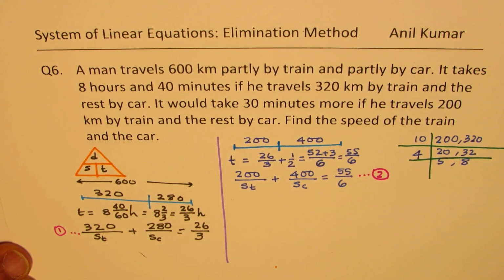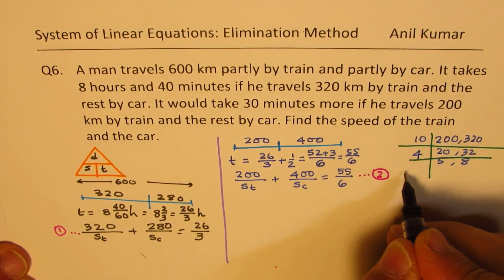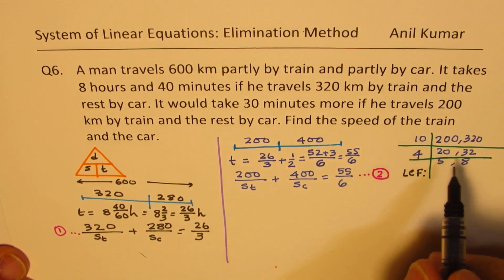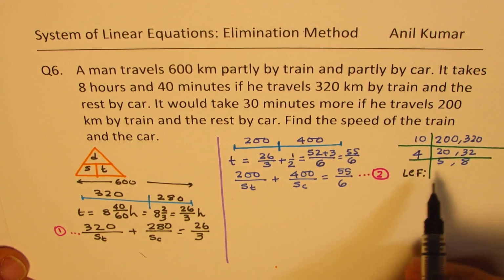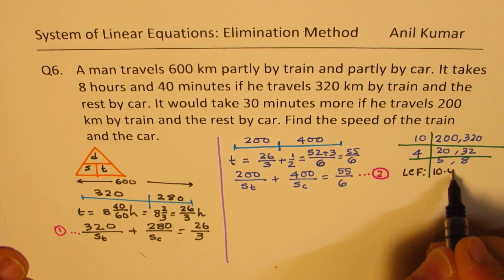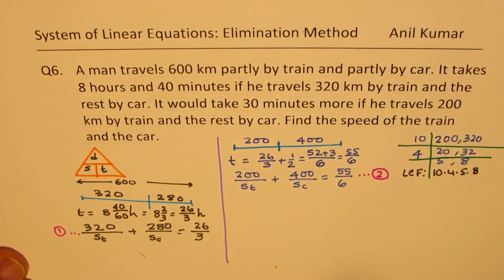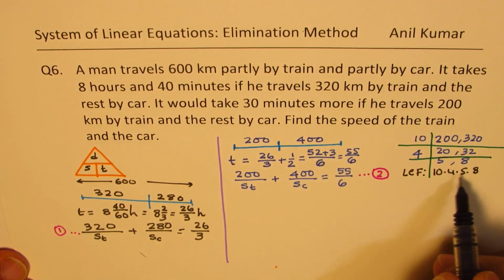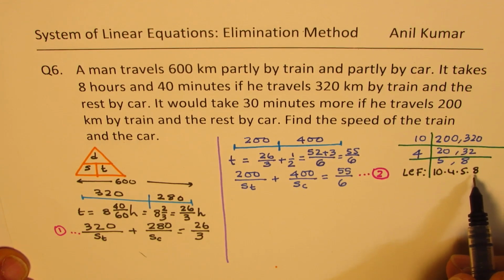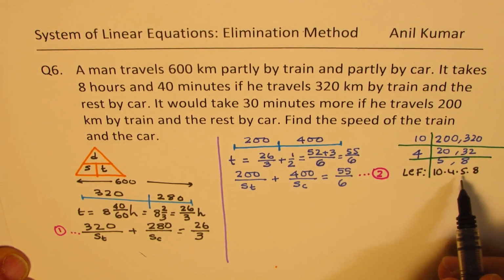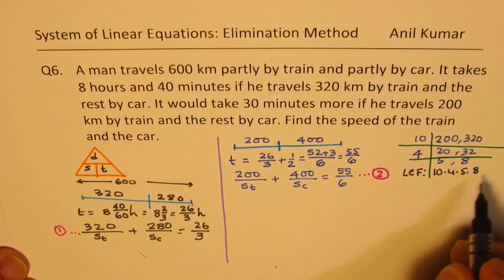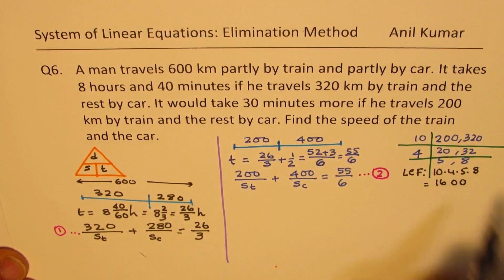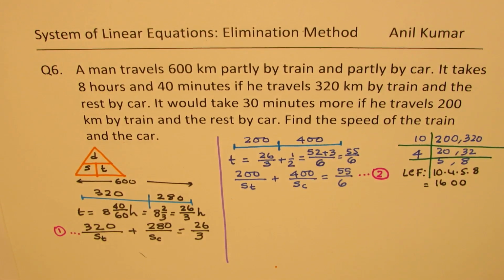So we get here that the lowest common factor, you can say, in our case, will be the product of these, right? Which is 10 times 4 times 5 times 8, correct? Now 4 times 5 is 20, 20 times 8 is 160, and then 1600, right? So we get this as equal to 1600. So that becomes the lowest common factor.